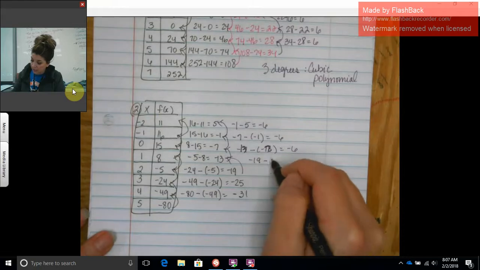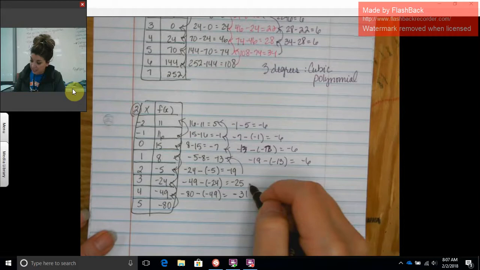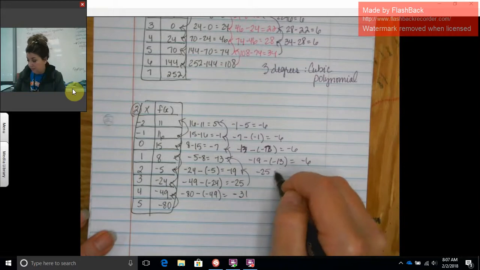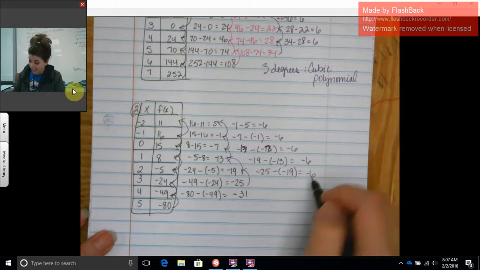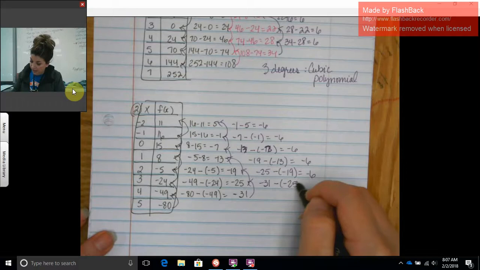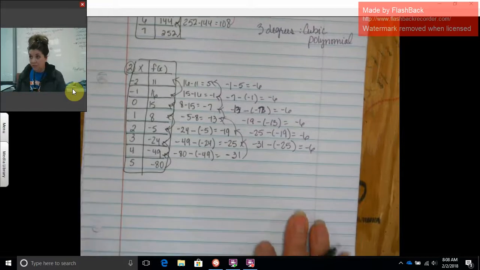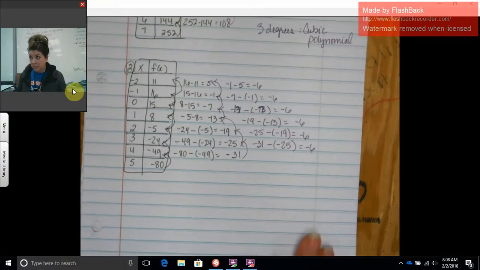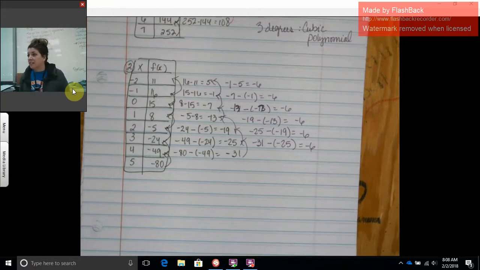Negative 19 minus negative 13. Negative 6. Negative 25 minus negative 19. Negative 6. Negative 31 minus negative 25. Negative 6. So, how many degrees does this have? 2 degrees. What do we call a polynomial with 2 degrees? Quadratic. Do we know how many terms it has? No.